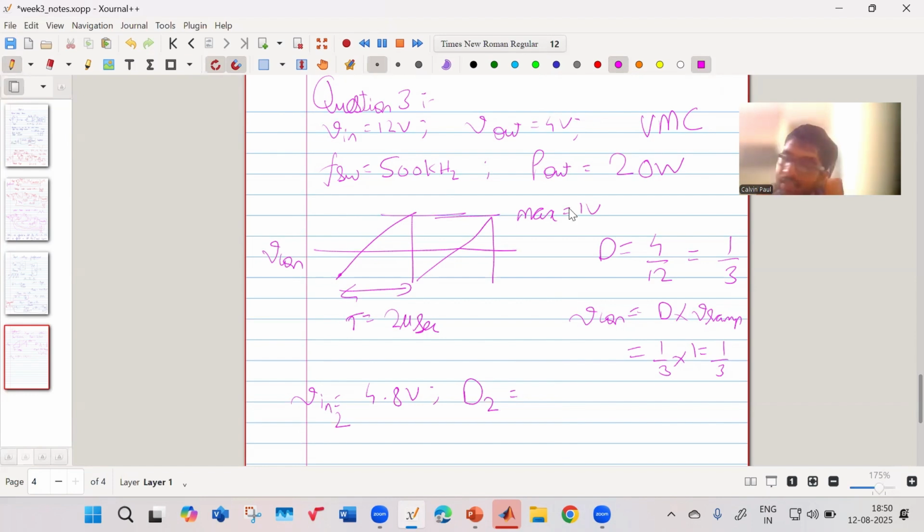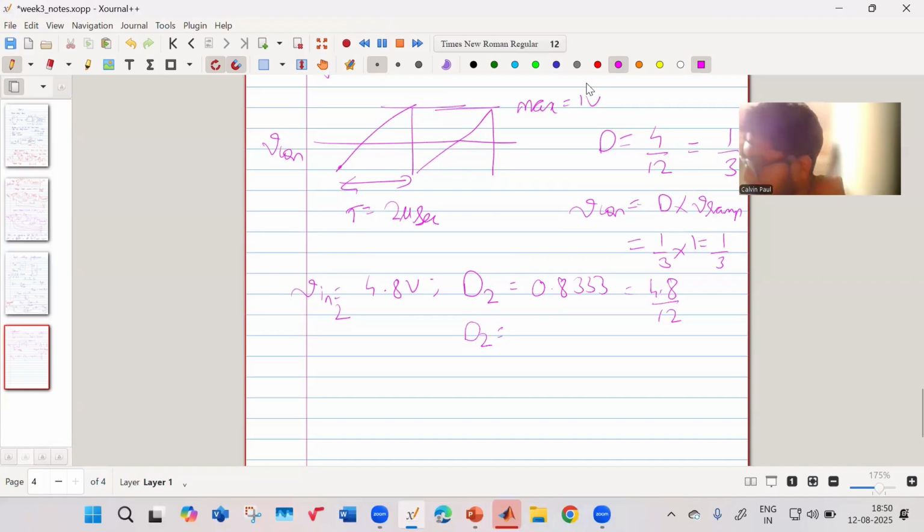Your D2 will be 0.833. How? How will it be 0.833? Because your duty will be what? Your duty will be 4.8 divided by 12, so it is less than 0.5. So actually it is 48 upon 10 into 12, so it is 4 upon 10. So duty will be 0.4. Right?